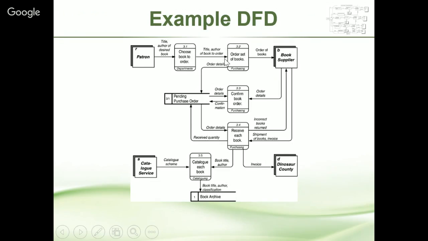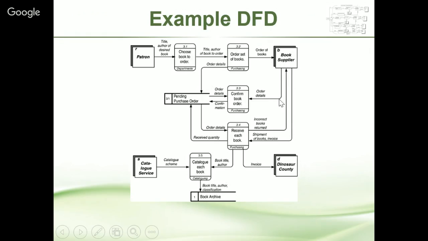So this is another process. Purchasing orders the books. They send the order to the book supplier outside of the system. They also, when they order the book, put that purchase order in a file. So let's assume this is a file folder. They just take this piece of paper that they've sent to the book supplier. There's a copy of it. They put it in this file, and it has all the details of the order.